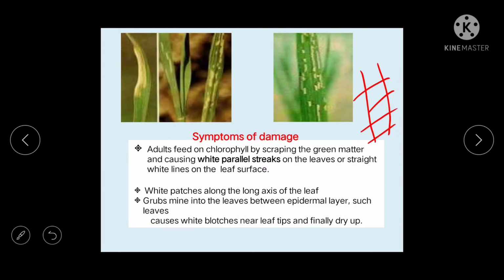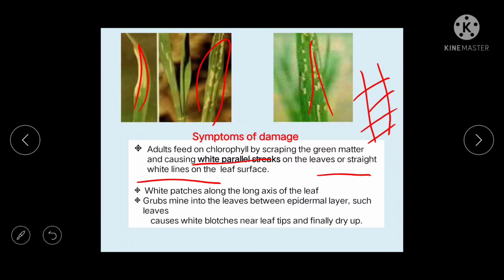Adults, how do they cause the damage? Adults feed on the chlorophyll by scraping the green matter, causing white parallel streaks on the leaf, or straight white lines on the leaf surface. White patches form along the long axis of the leaf, so you will find this kind of white patches along the length of the leaf.